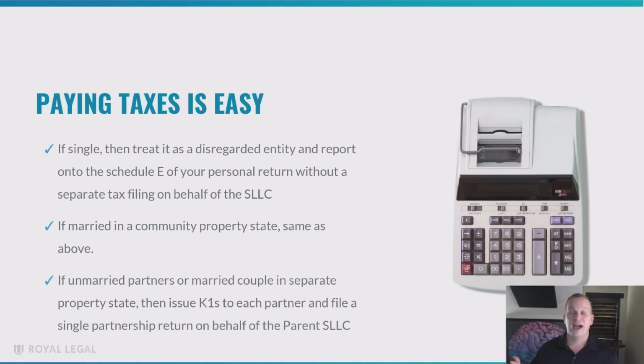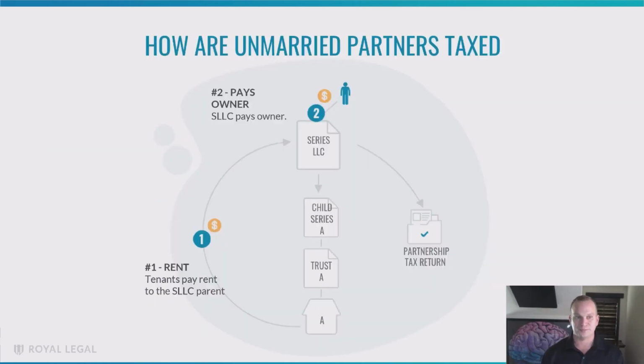If you have unmarried partners, or you're a married couple in a separate property state, it's going to be those issuing of K-1s and filing a partnership return for that LLC. So there's nothing special that happens here with the returns. It's just as if you had a single LLC that owned everything, except you get all of the benefits of anonymity and compartmentalization, etc., that kind of runs in the background of your life, but it doesn't cost you any more money, and it doesn't complicate anything for your taxes or any other part of your life.